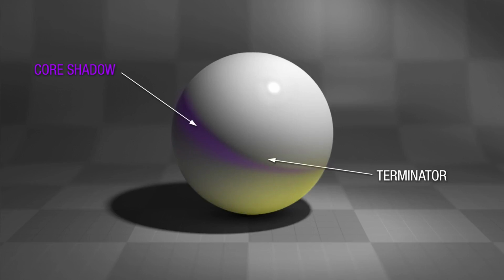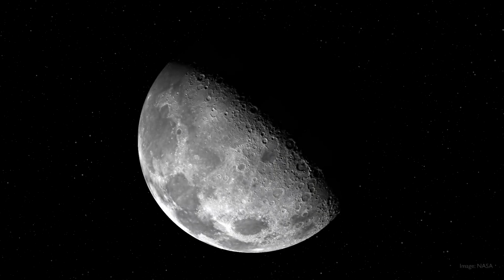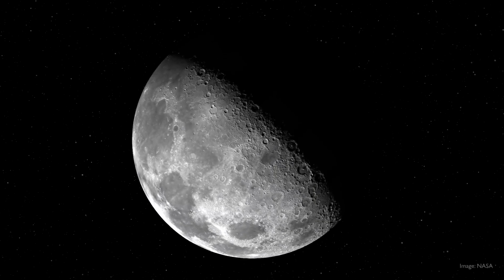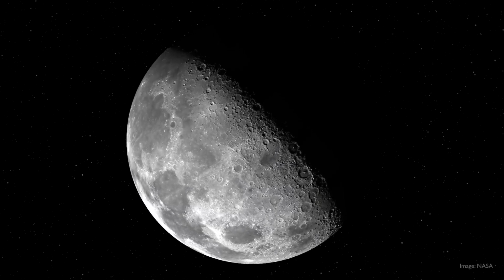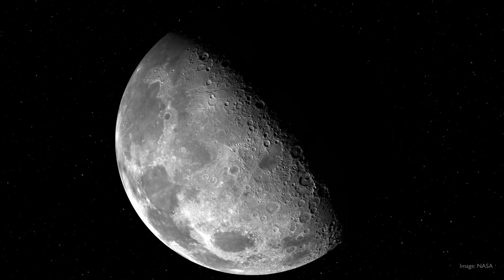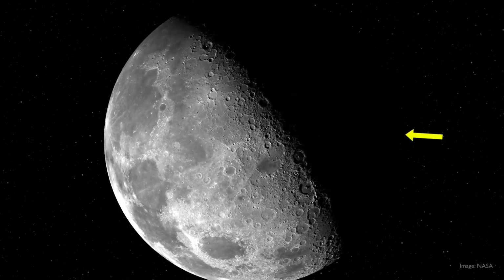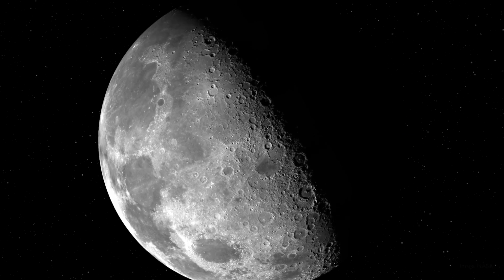A great example of this is the moon. You can clearly see the terminator, but there's no core shadow. That's because there is simply nothing to reflect light back into the form shadow of the moon. So the dark side of the moon just blends into the blackness of outer space.